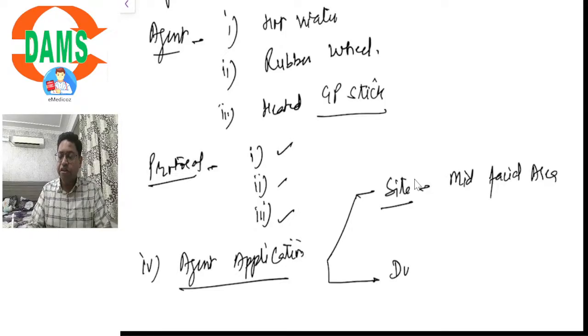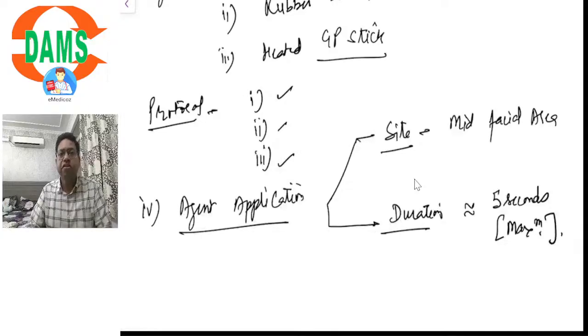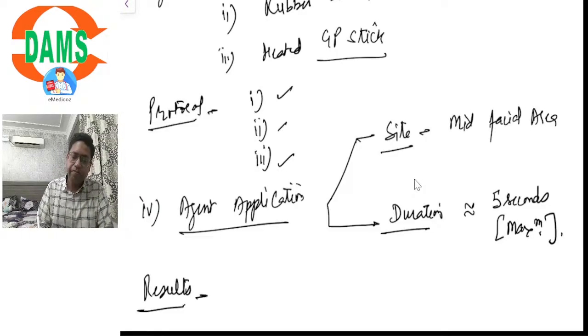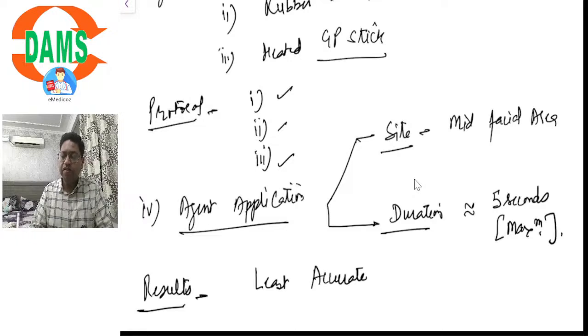And what is the duration? Now we all know that heat is more damaging as compared to cold, and so maximum duration should be 5 seconds application. This is maximum. If no response is being generated, we usually switch over to another testing method. What are the results of heat testing? The problem with heat testing is that there is no clinical condition that can be accurately diagnosed with heat testing. So it is considered to be the least accurate sensibility test.